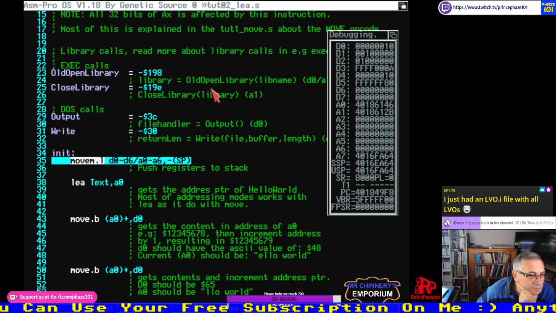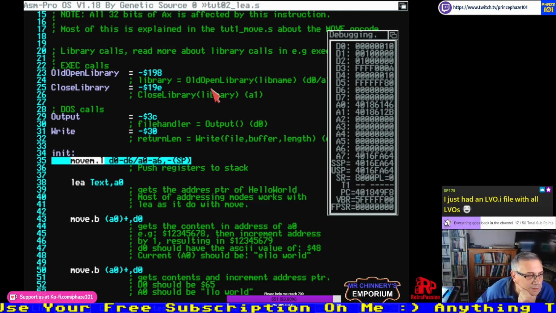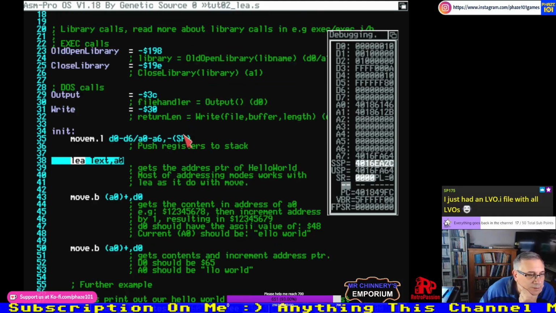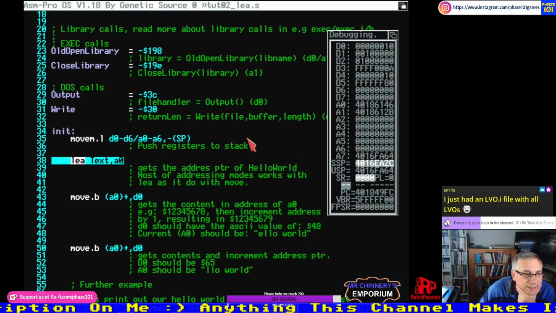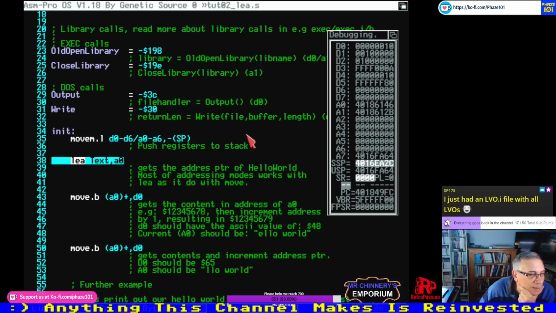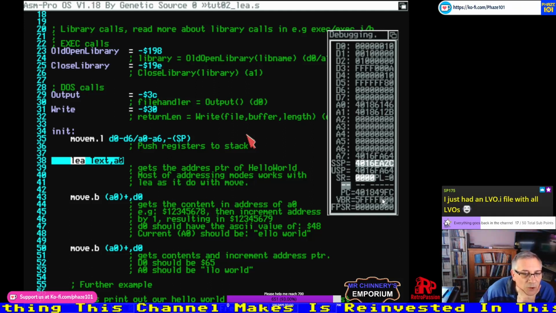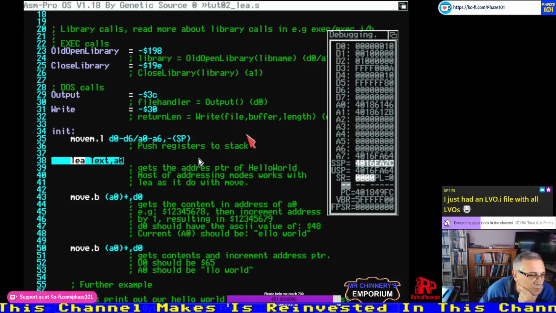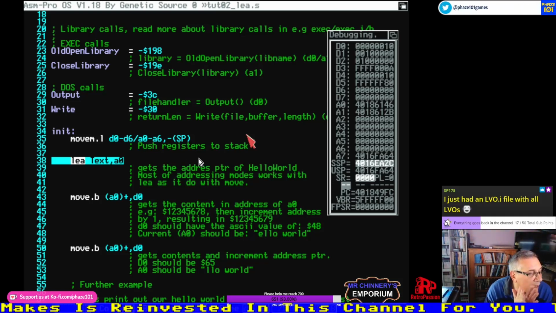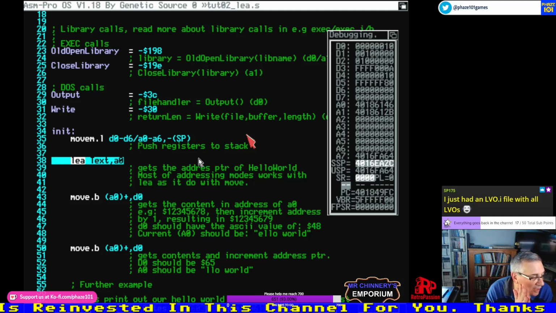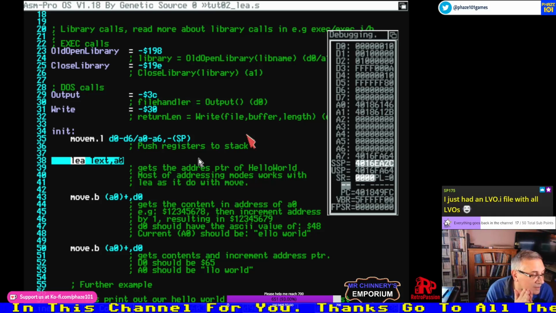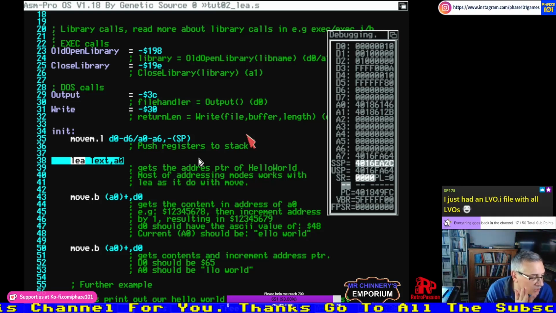So we are moving everything to the stack, all the registers to the stack. We are getting an address, okay, of, now remember we are using LEA and not MOVE. So LEA always returns a 32-bit address, load effective address it means, okay? So, and the destination is always an address register.